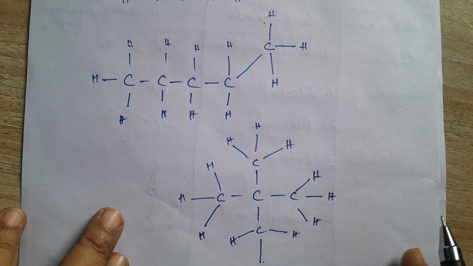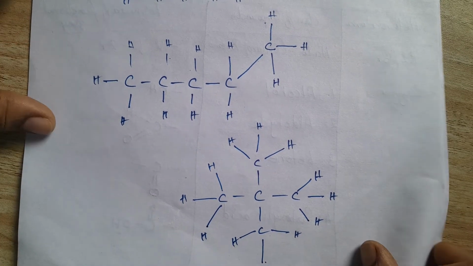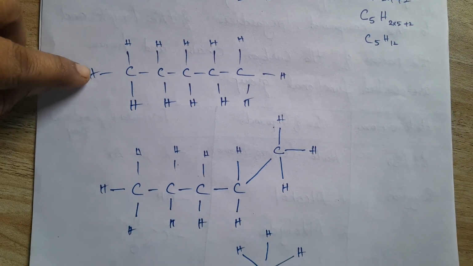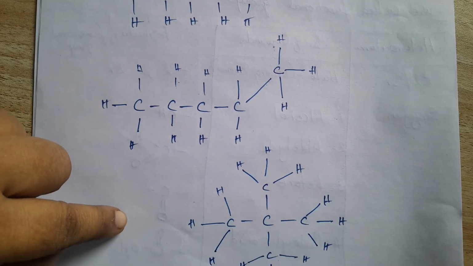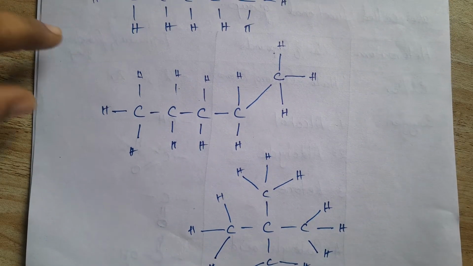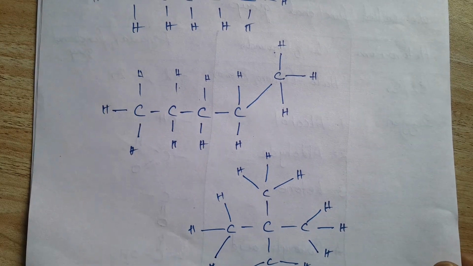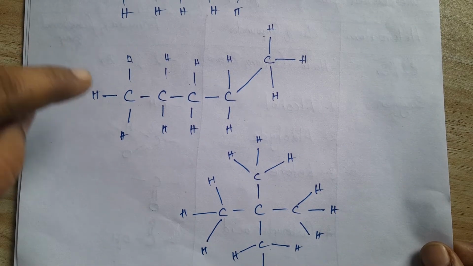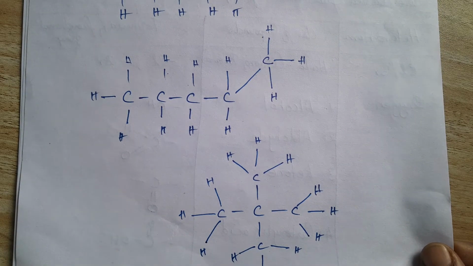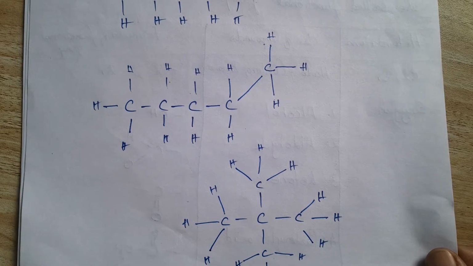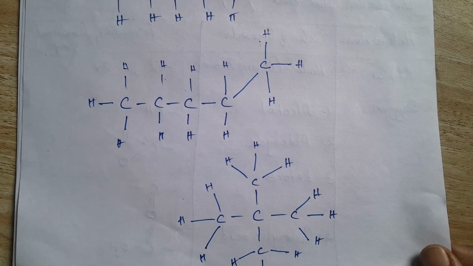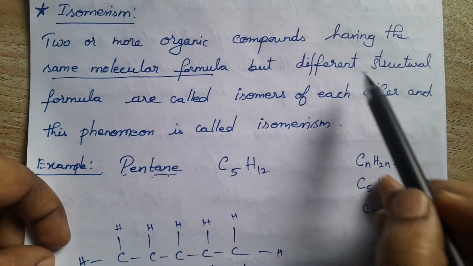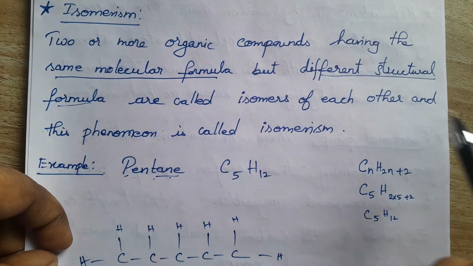Okay, so if you look at all these structures of pentane, this one is a straight line and these two are branched ones. If you look at the structural arrangement of these elements, they differ, but the chemical formula is C5H12 only. So these are called isomers. That means they have the same chemical formula but a different structural formula.